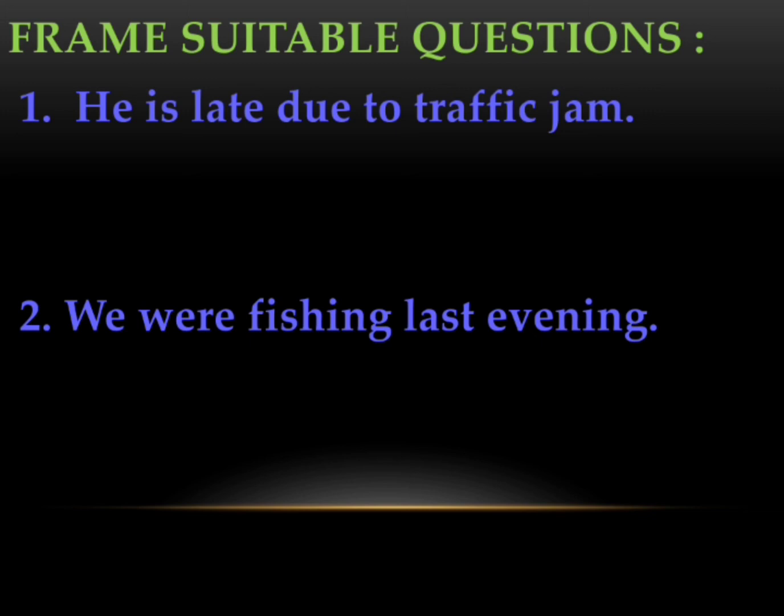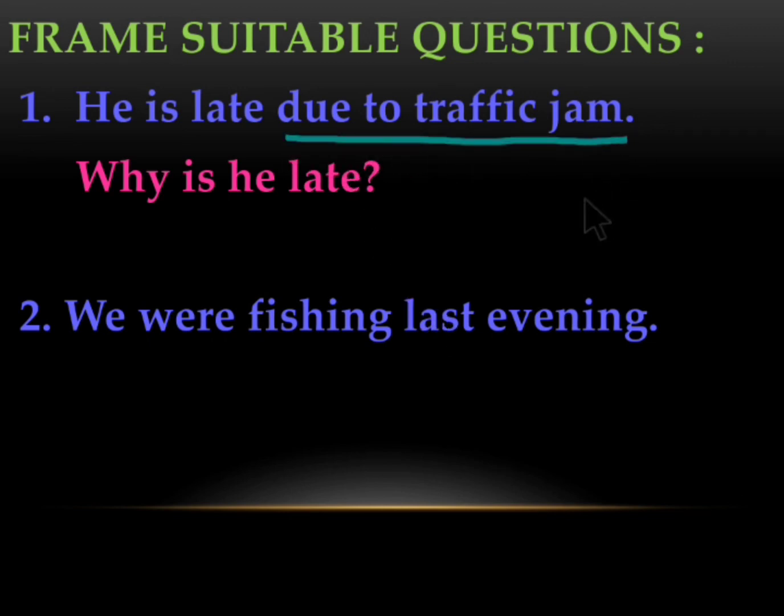Now you may check your answers. He is late due to traffic jam. Due to traffic jam, this is the reason. So for reason, we get the WH word as "why." So why is he late? So S is here, he is here, and late is here.